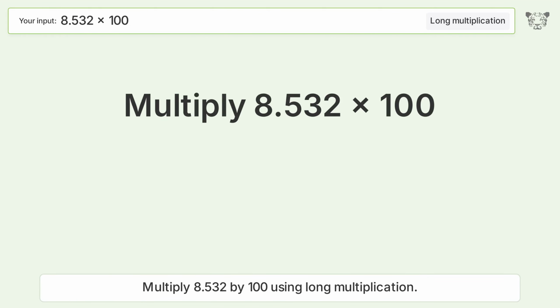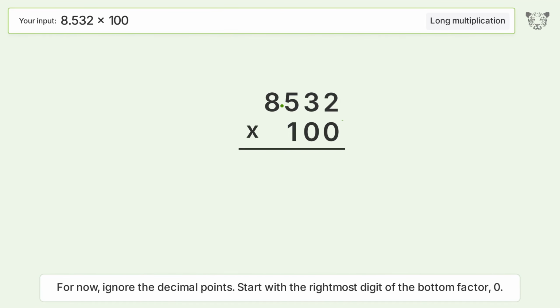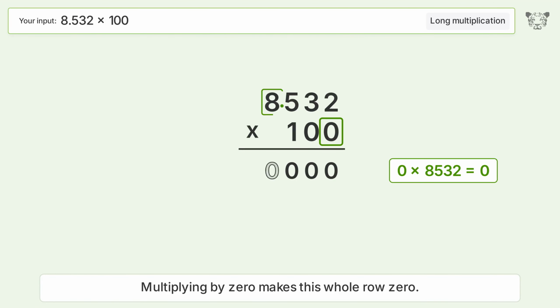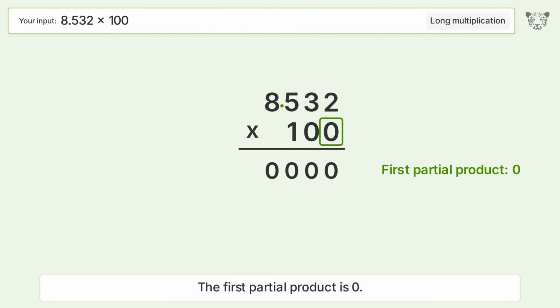Multiply 8.532 by 100 using long multiplication. For now, ignore the decimal points. Start with the rightmost digit of the bottom factor, 0. Multiplying by 0 makes this whole row 0. The first partial product is 0.